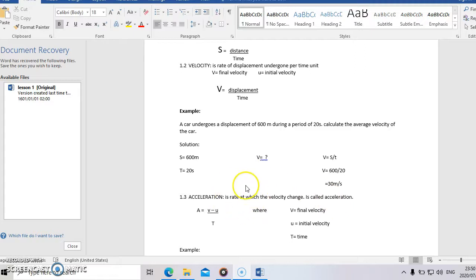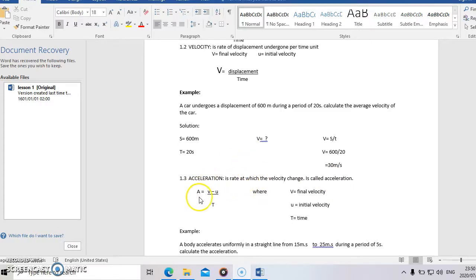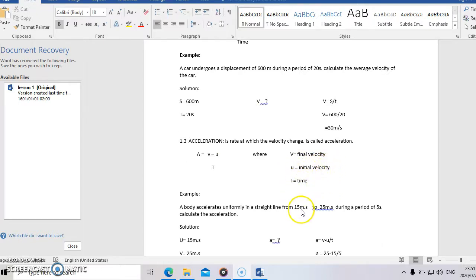Now, how do we get the acceleration? Well, acceleration is equal to the final velocity minus the initial velocity over time, a = (v - u) / t, where v is the final velocity, u is the initial velocity, and t is the time. So let's go to an example of acceleration.